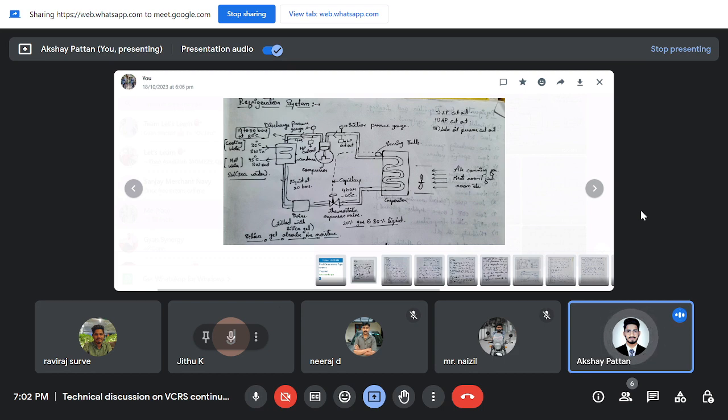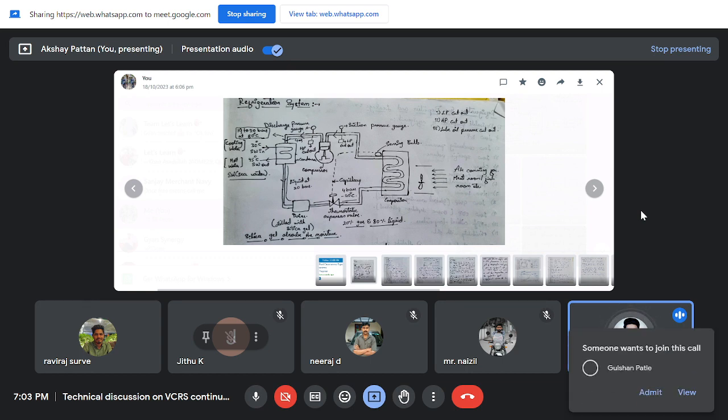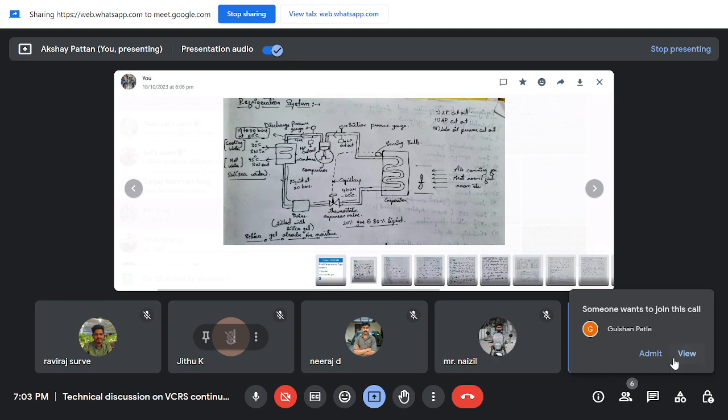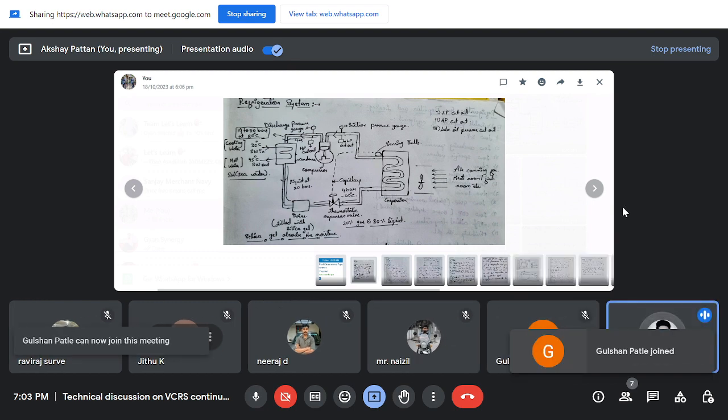Okay. So basically, guys, when it comes to safeties of a refrigeration system, the first one is the low pressure cutout, and the second one is the high pressure cutout. The third one is the low lube oil pressure cutout. The fourth one is the relief valve. The fifth one is the oil heater, and another one is the solenoid valve. So these are the safeties of the VCRS system. Let us understand one by one what the functions of all those are.